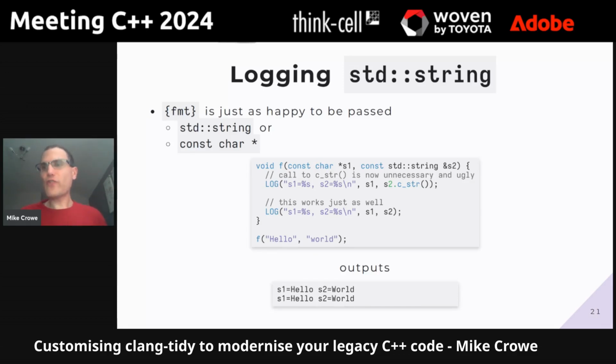This led me to my first foray into clang-tidy, which already had a check called readability-redundant-string-cstr that removed unnecessary calls to std::string c_str and std::string data.